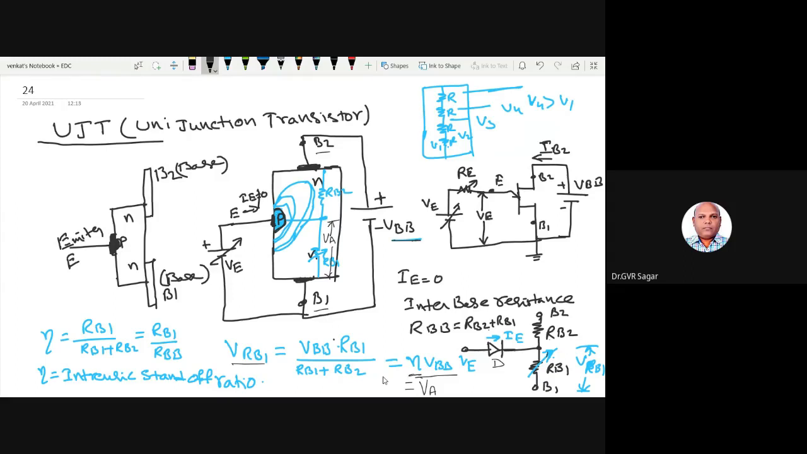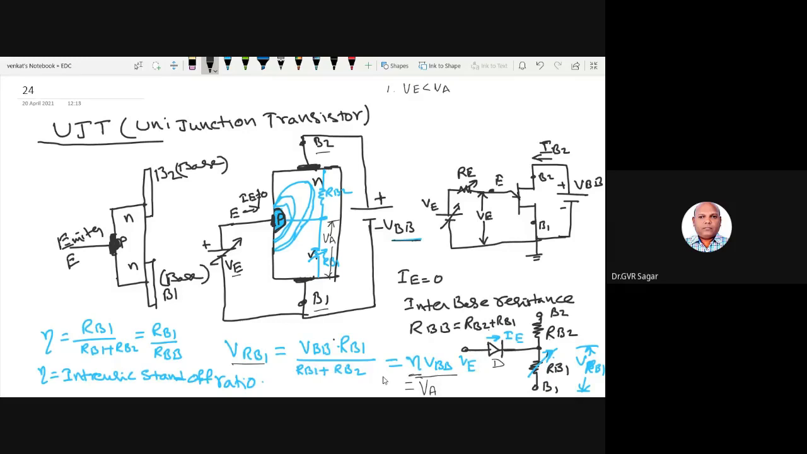Now I am applying the voltage VE. So I have to go through three types of conditions here. The first condition is when VE is less than VA. So the drop across RB1, the voltage VA, is more compared to VE.